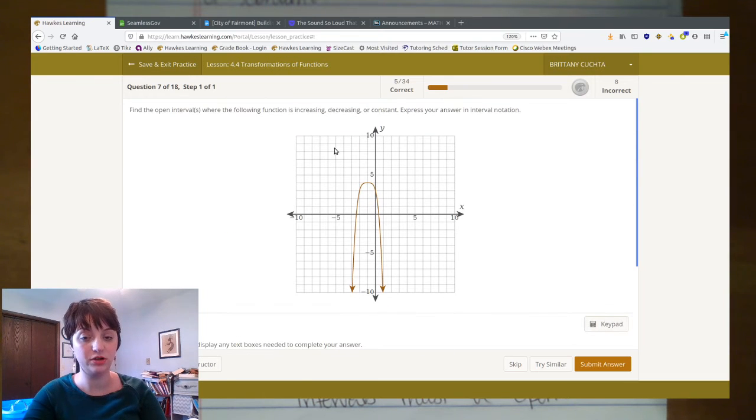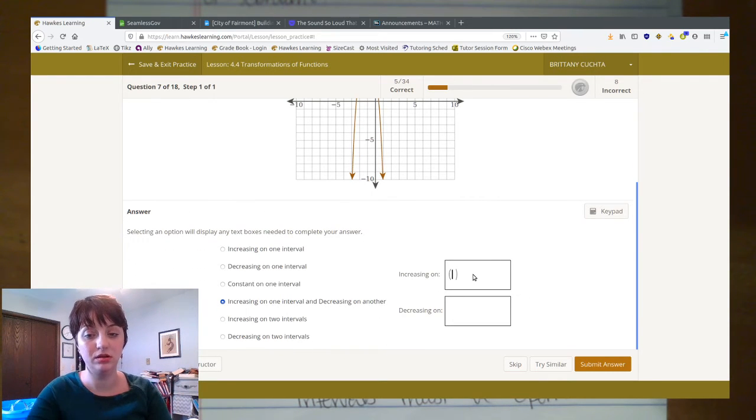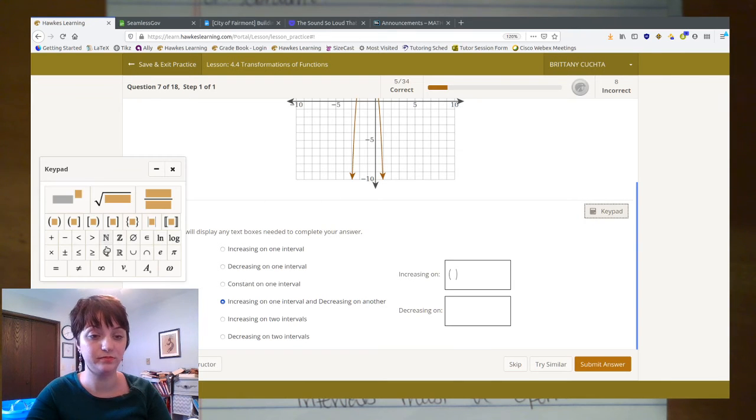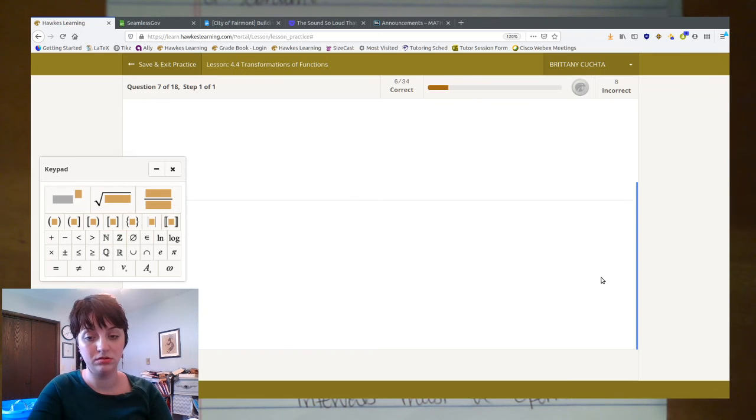So here, this function is going to negative infinity for both arrows, but this first part is increasing because as x gets bigger, y is getting bigger. So the x value is -1. So from negative infinity up to -1, the function is increasing. And then it's decreasing from -1 to infinity. Sorry, -1. All right.